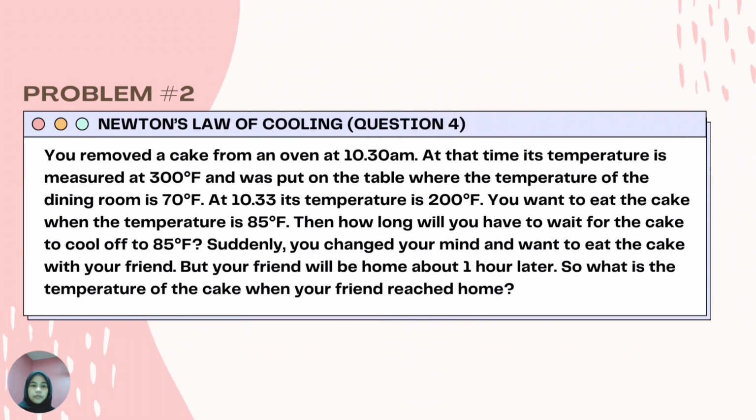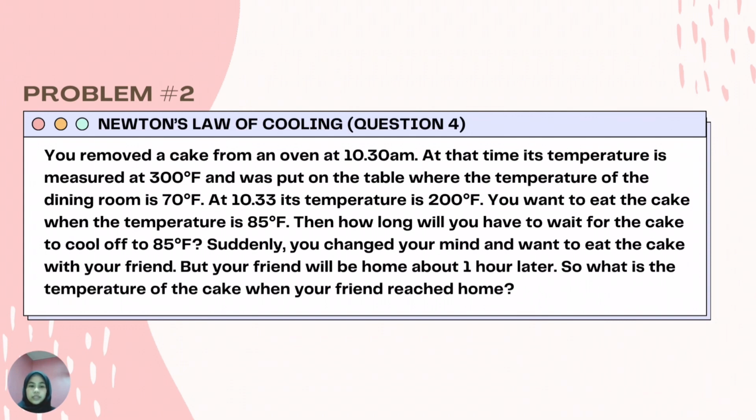Our second problem is about Newton's law of cooling. The problem is you remove a cake from an oven at 10:30 a.m. At that time, its temperature is measured at 300 Fahrenheit and it was put on the table where the temperature of the dining room is 70 Fahrenheit. At 10:33, its temperature is 200 Fahrenheit.